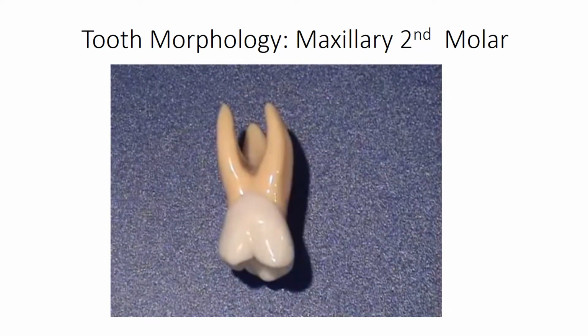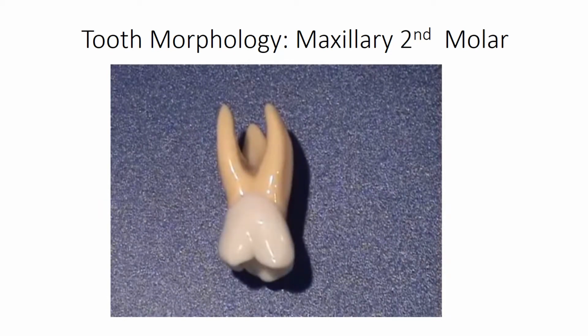The maxillary second molar is essentially a smaller version of the maxillary first molar. The main difference is the size of the distolingual cusp varies, or it may not be there at all, in which case the occlusal profile will look more heart-shaped.